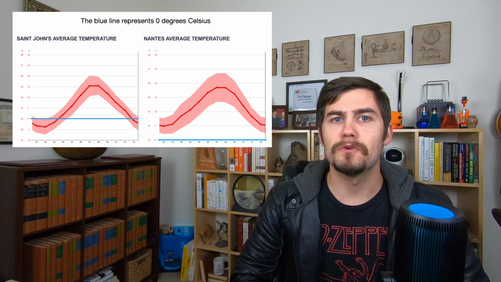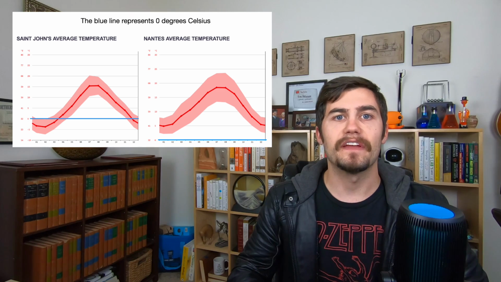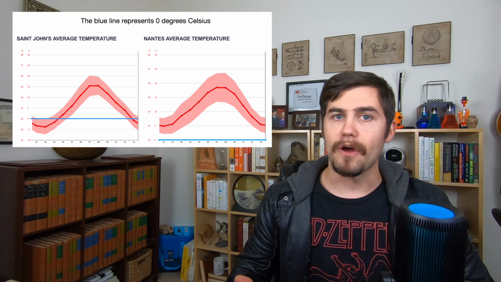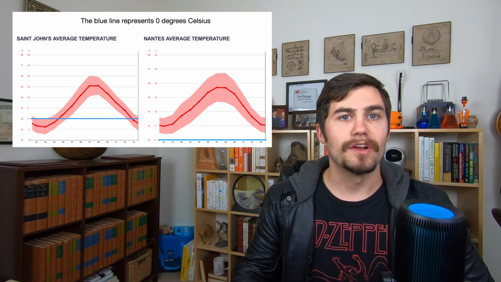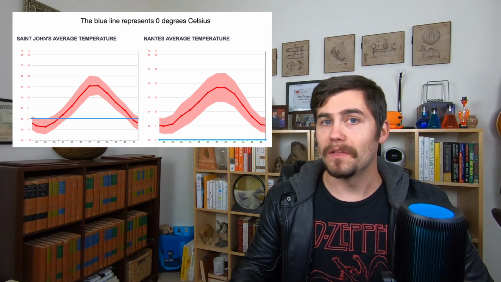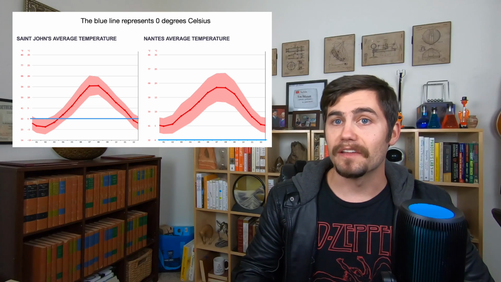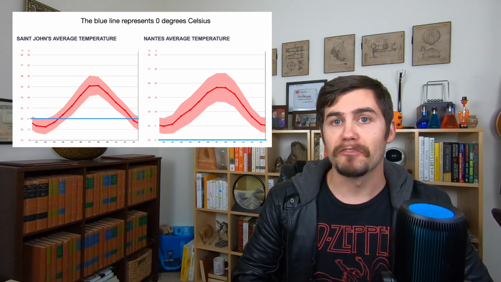Take a look at these 2 climate graphs. One is for St. John's in Newfoundland, and the other is for Nantes in France. The temperatures in the summer are around 7 degrees Fahrenheit warmer in Nantes, and in the winter, they are well over 10 degrees warmer. Nantes does not have any months where the average temperature is below freezing, while in St. John's, 4 months out of the year, the average temperature is below freezing.